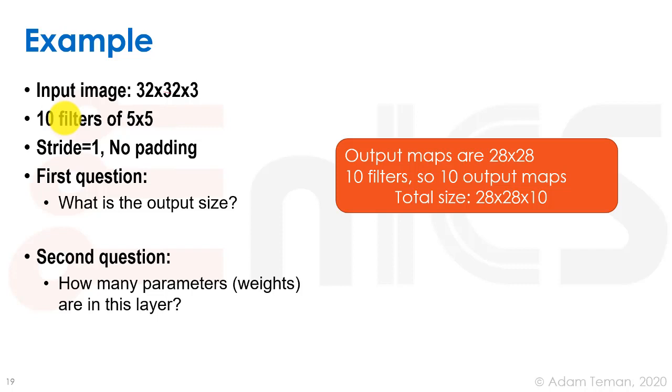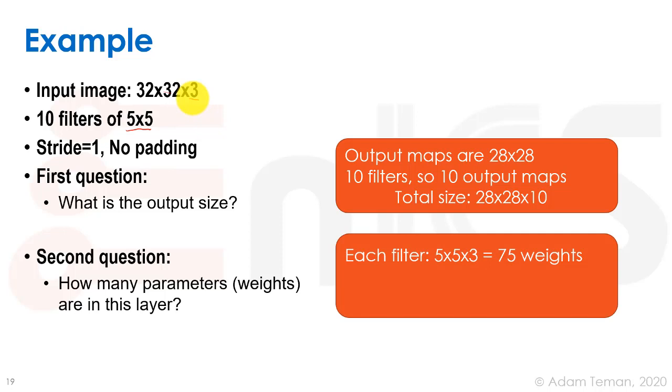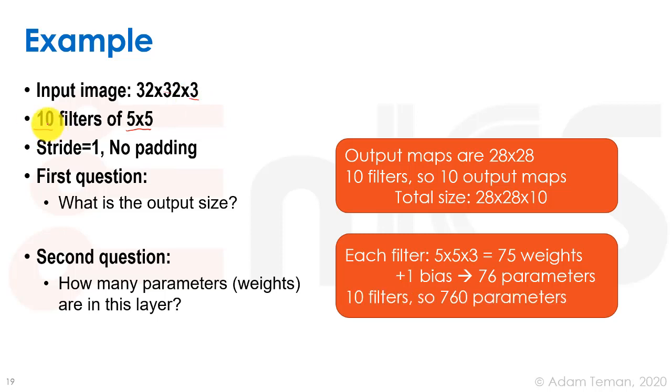Okay. So how many parameters, weights, are in this layer? How many weights do we have? We have 5 by 5 weights in each filter, and each of them has a depth of 3. So each filter is 5 by 5 by 3, and if we multiply that, it comes out to 75 weights. We can't forget the bias. We have to add 1 bias for that filter, and so we get a total of 76 parameters for that filter. How many filters do we have? We said we have 10 filters. So that's a total of 760 parameters.